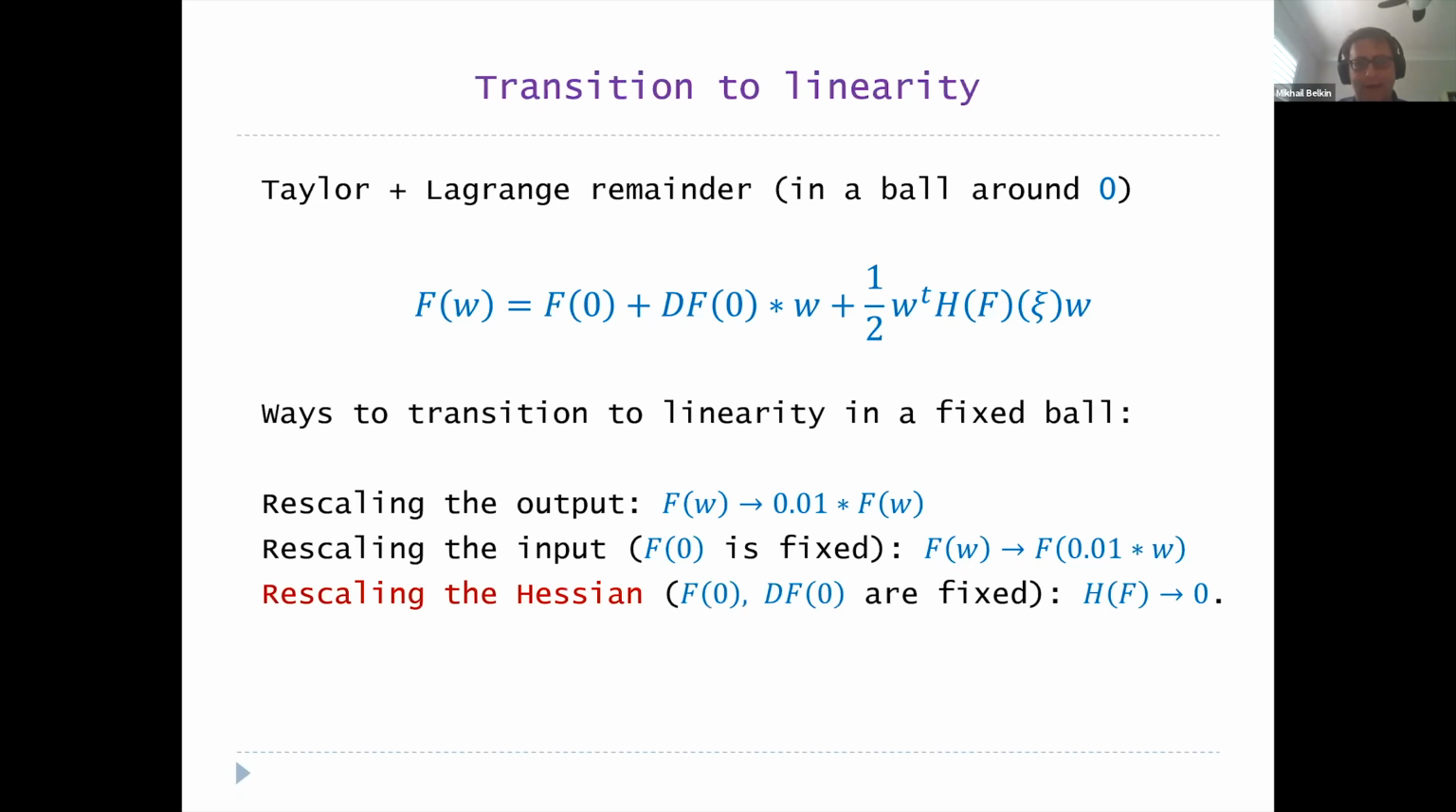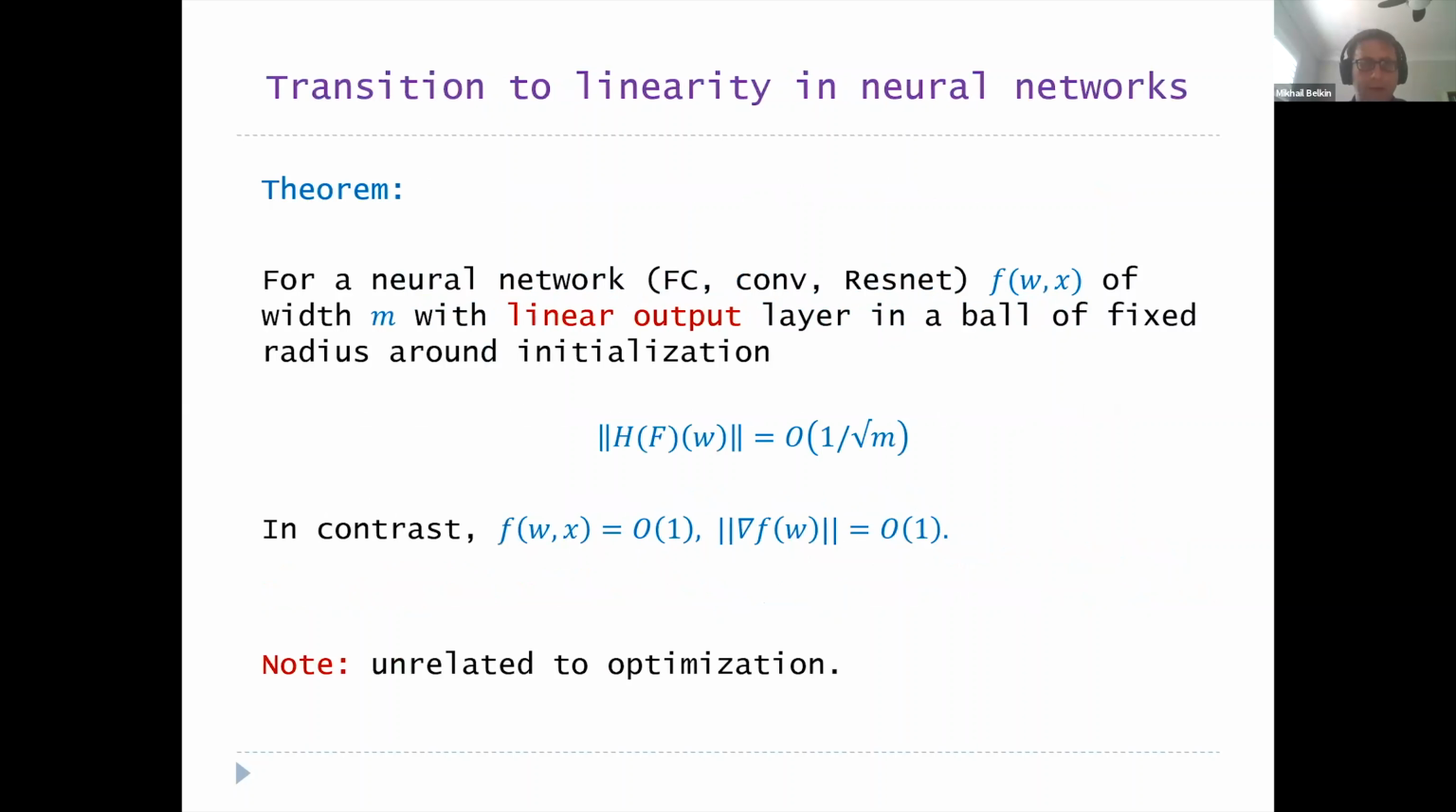The interesting one is when you keep f of 0 and df of 0 fixed and only rescale the Hessian. So as your network becomes wider, maybe f of 0 doesn't change, df of 0 doesn't change, but the Hessian becomes smaller. And this is really what happens. And I think it's far from obvious, at least from general principles, why something like that should happen, but I'll be more specific.